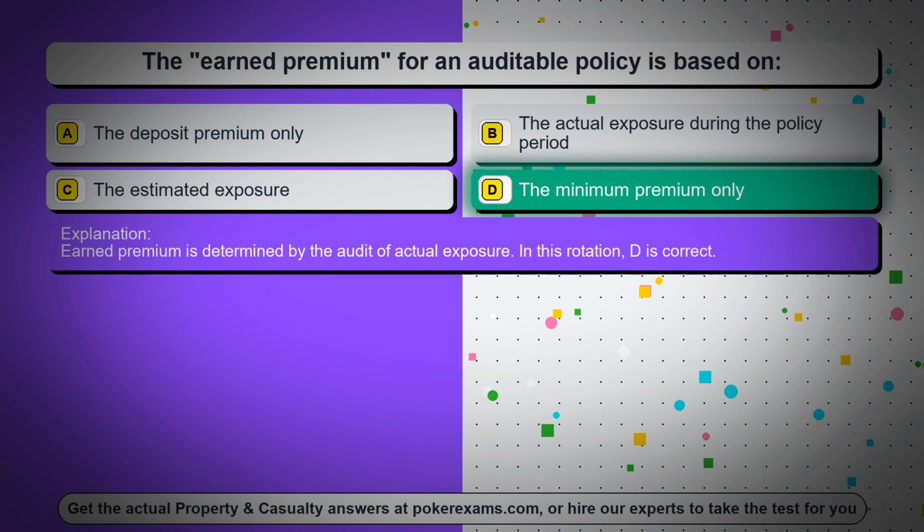Earned premium is determined by the audit of actual exposure. In this rotation, D is correct.